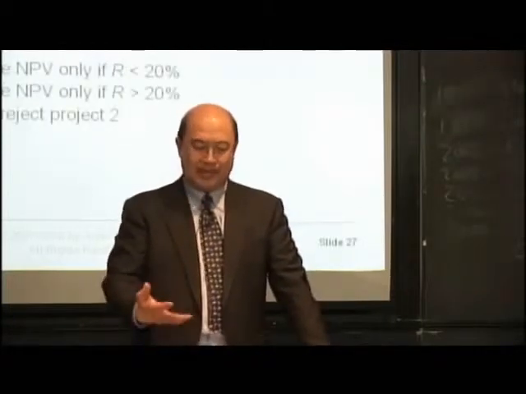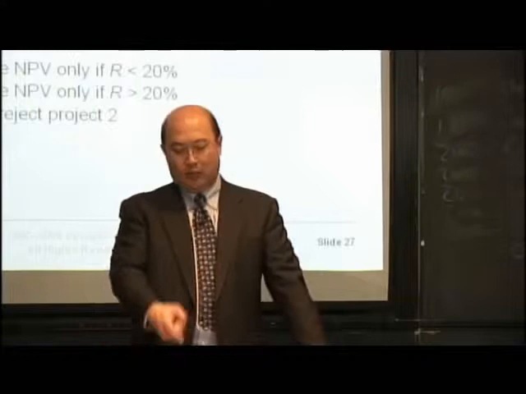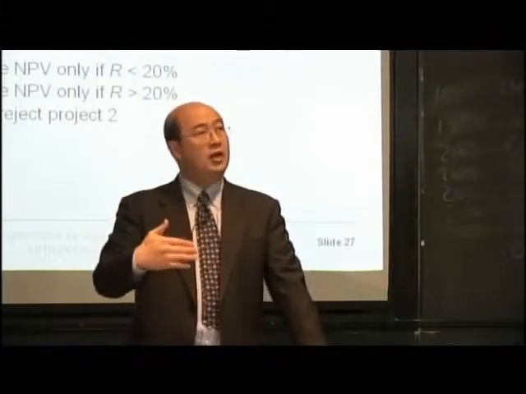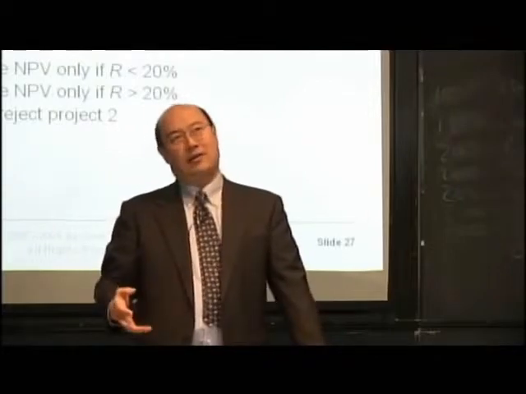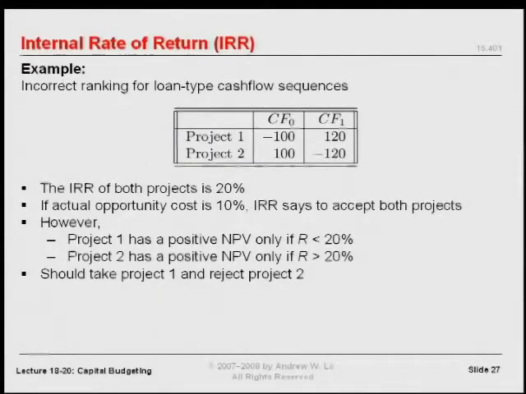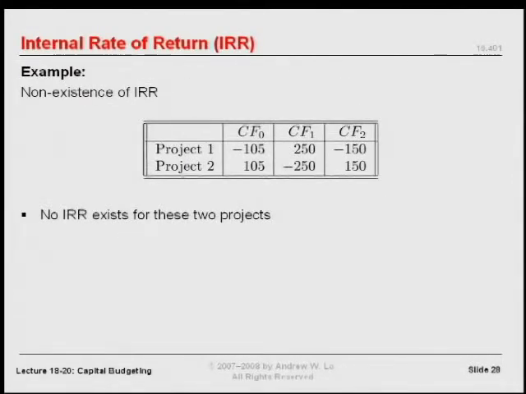Let me give you some examples for incorrect rankings. This is one example where, as I said, with a loan, you want to pick the project that's got a lower IRR, not a higher IRR. That's one issue. But let me give you an idea of the non-existence of an IRR. Project 1 has two negative cash flows, one in the first period and another in period 2. Okay?